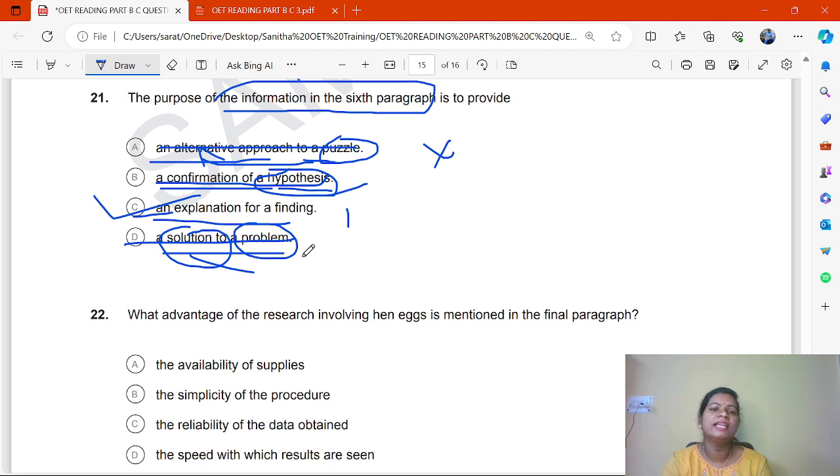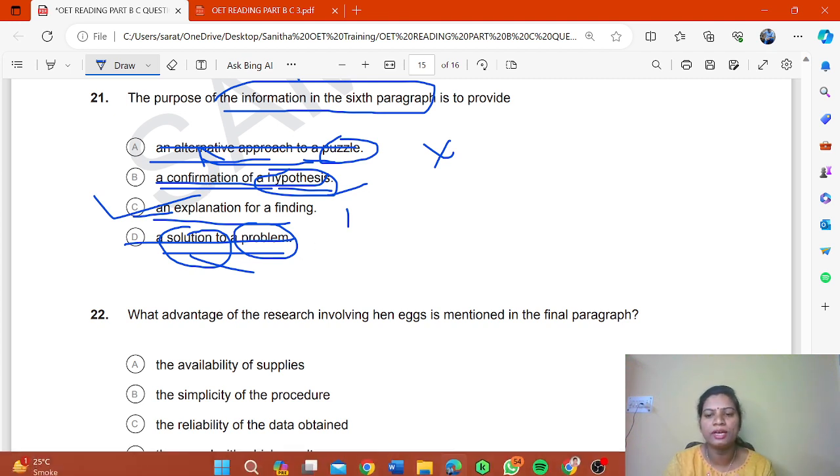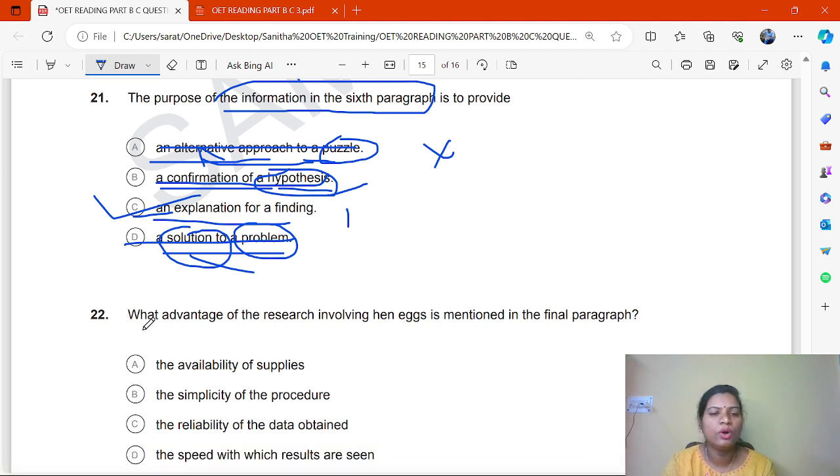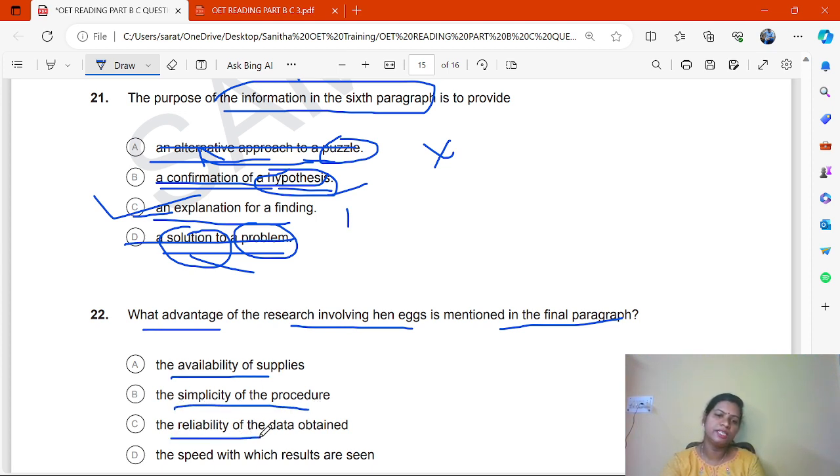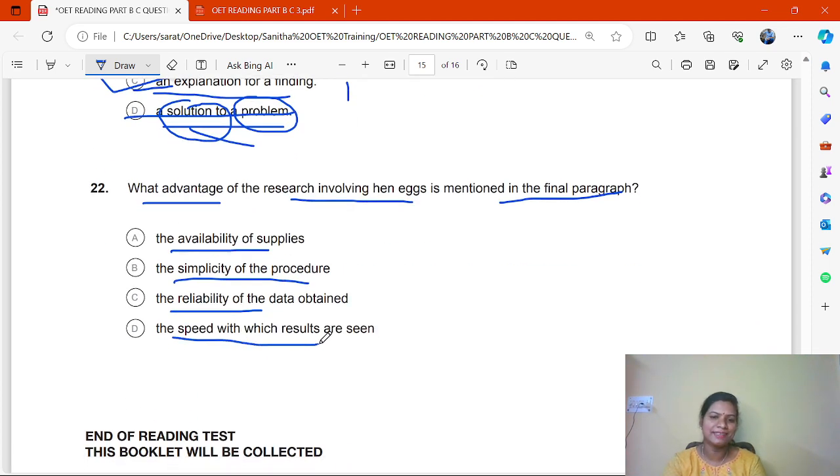Answer is C, an explanation for a finding. Okay. Yes. What advantage of the research involving hen eggs is mentioned in the final paragraph? The availability of the supplies, the simplicity of the procedure, the reliability of the data obtained, the speed with which results are seen.